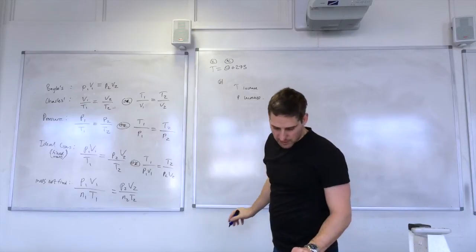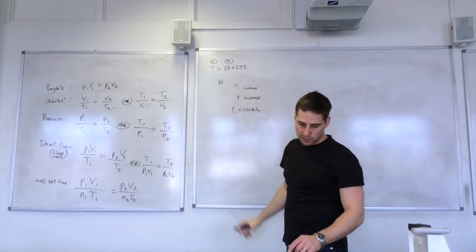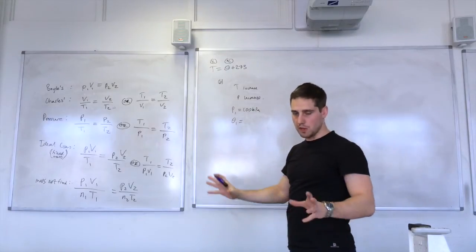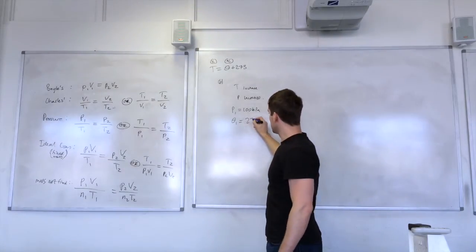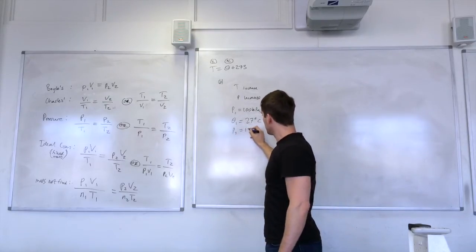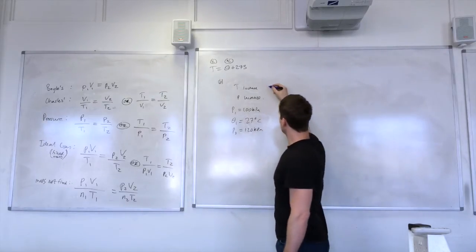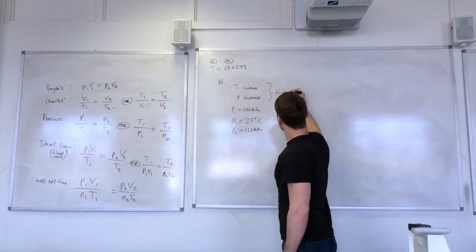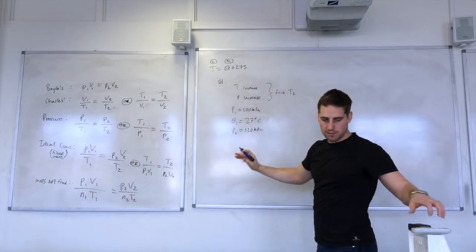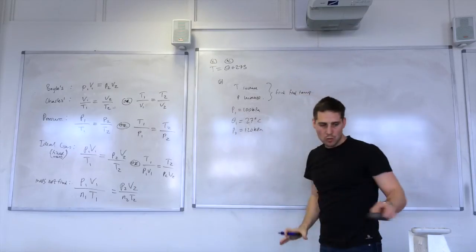The data is, we have the initial pressure, it's 100 kilopascals. The initial temperature, let's write it as theta 1, just so we know we're writing it in degrees C, 27 degrees C. And then the final pressure, 120 kilopascals. We want to find this final temperature.